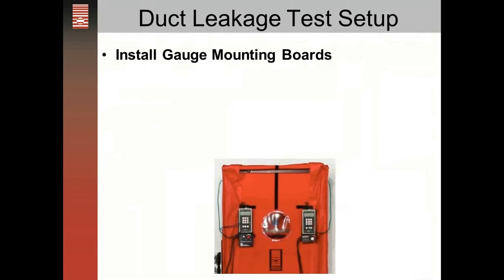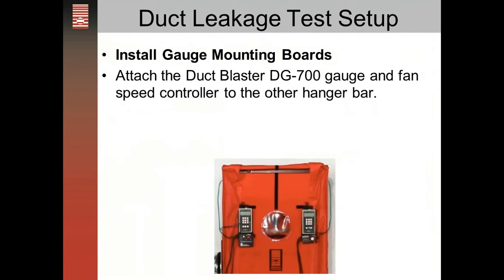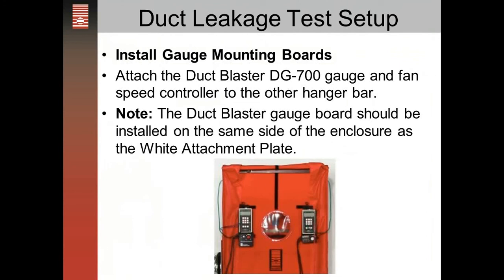Then we'll install the gauge mounting board for the Duct Blaster and the blower door, and we'll attach the Duct Blaster board on the side with the white attachment plate, so we're on the same side that the Duct Blaster fan will be, so our cord connection will reach there.